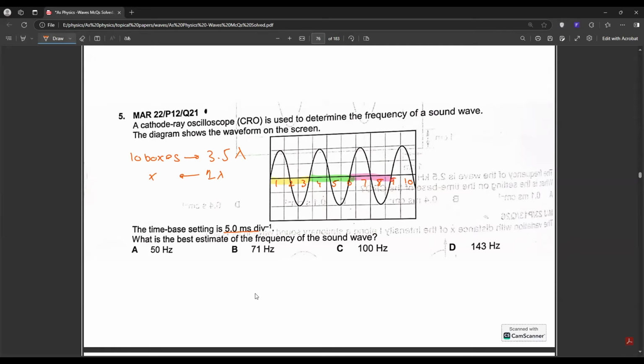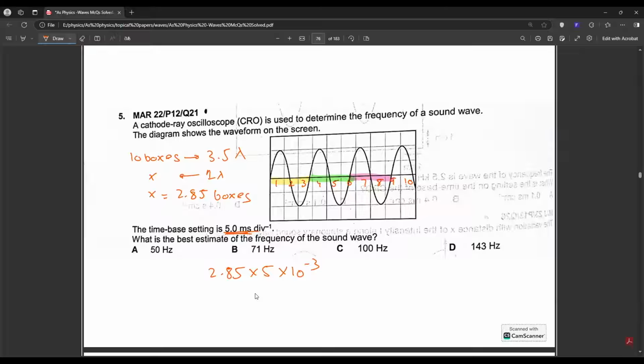Yes, 10 divided by 3.5. Your number of boxes comes out to be what? 2.85. The number of boxes required to cover one wave is 2.85 boxes. Perfect. One box represents 5 milliseconds. What will 2.85 boxes represent? 2.85 into 5 into 10 raised to the power of minus 3.